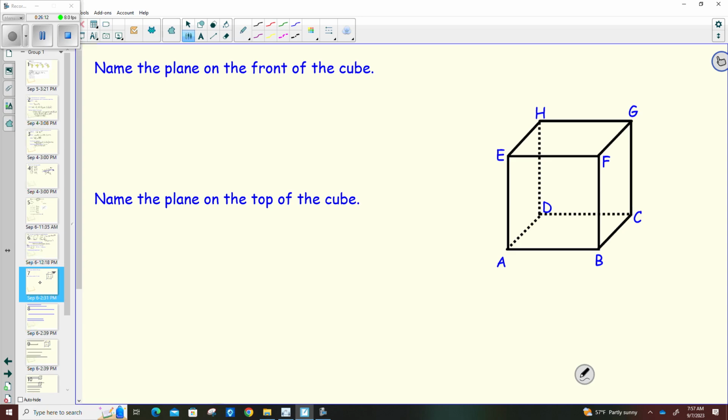I think H, D, and C are on the back because of those dotted lines. The dotted lines show me what's hidden, and the solid lines show me what you can see. E, A, B. So kind of, I'm just going to do this. You don't want to do this on your paper yet. But right there, that's kind of our front because those are all solid lines. E, A, and B are. So you could name it plane EAB.